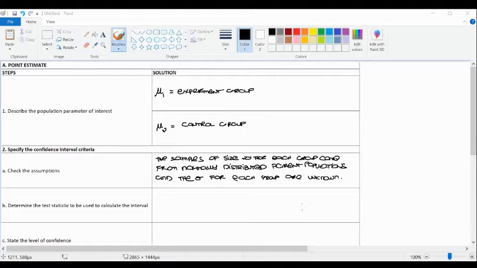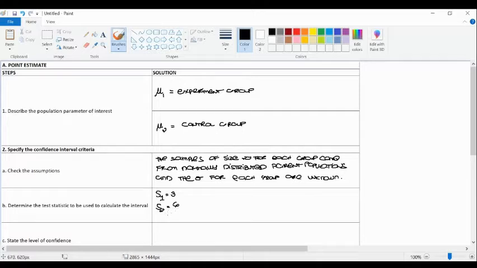Next, we're going to determine the test statistic to be used to calculate the interval. So the test statistic is t. Using your s sub 1, the sample standard deviation for your experimental group is 3, and the sample standard deviation for your control group is 6.